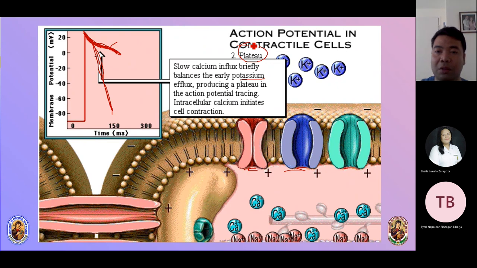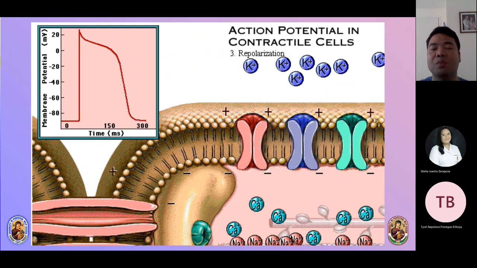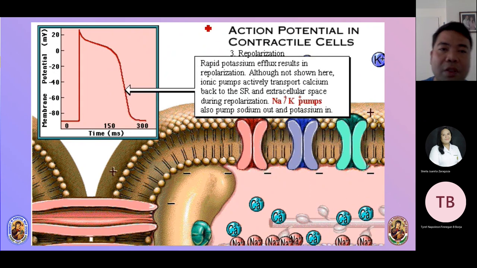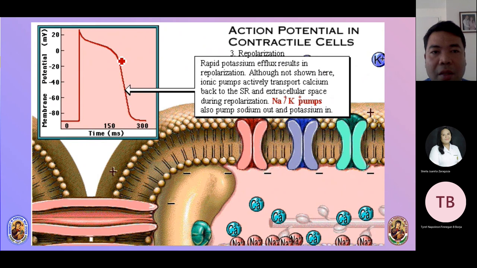Pero temporary lang yan. The calcium channel is just temporarily open. Because once it closes, potassium channel will be left open. And since only potassium channel is left open, ang makikita nyo, bumalik na siya sa dati, nag-repolarize na. Nakukuha? So therefore, the third phase is repolarization.